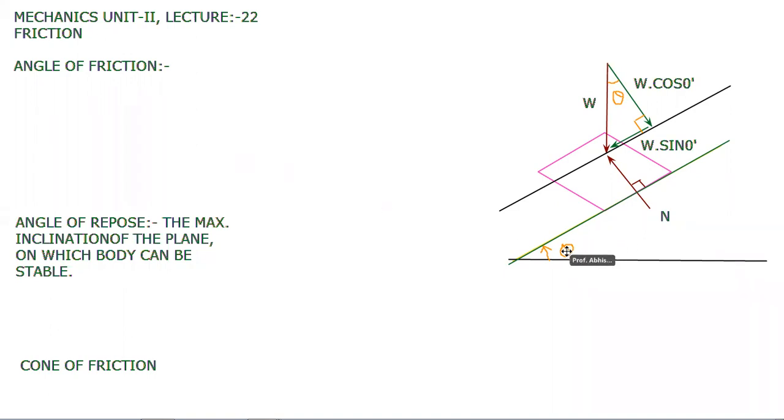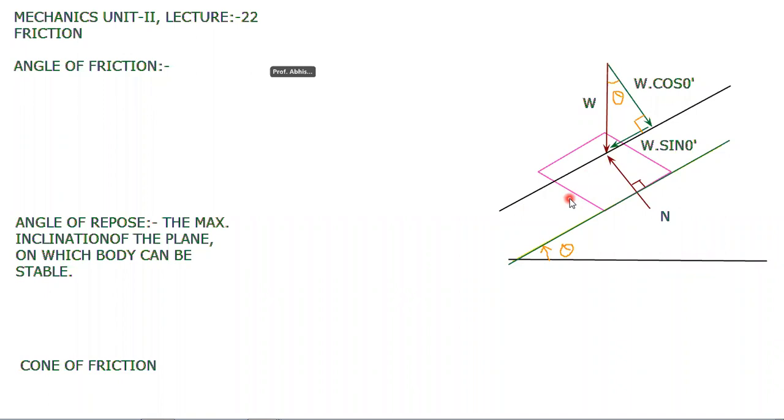This angle of repose will be theta here, meaning the maximum inclination at which this body can remain stable. If you increase it by even 1 degree beyond this, your body will slide down. So the movement of the body will be in the downward direction, in this direction.